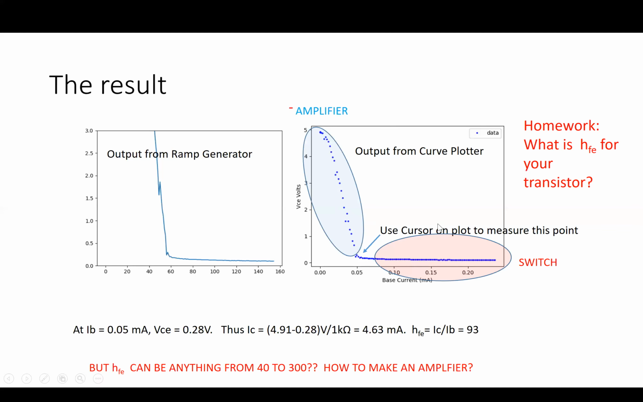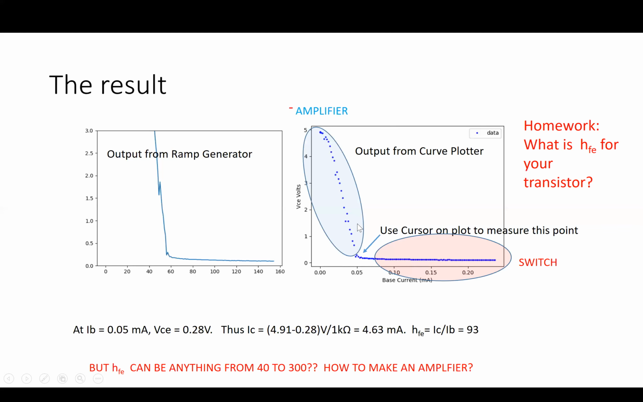Now I can take my cursor and I can measure at the end of this linear region here what the current through the transistor is by measuring the voltage dropped here, and then knowing I had a 1K resistor. So at this point, I see that I've got 0.05 milliamps base current. VCE is apparently 0.28 volts. That's what my cursor reported.